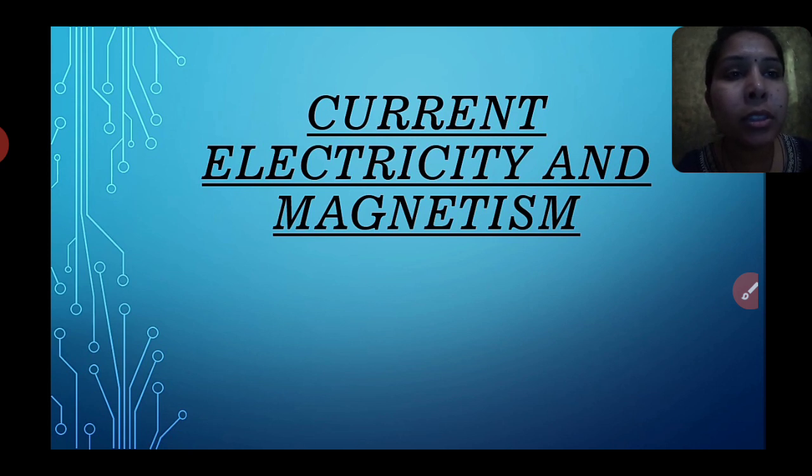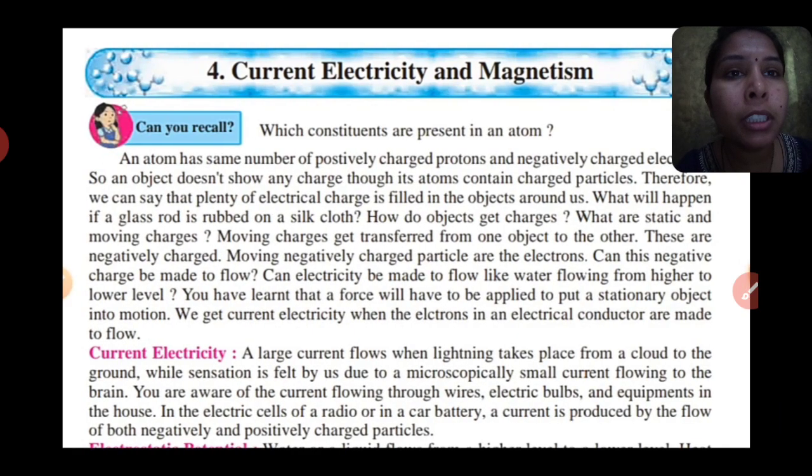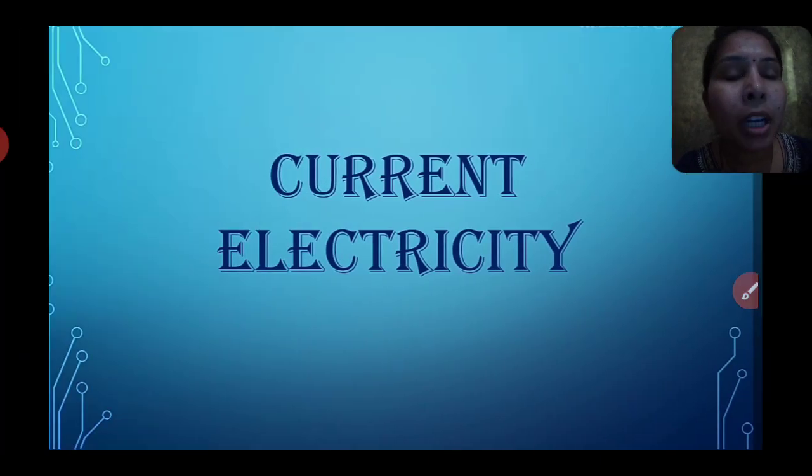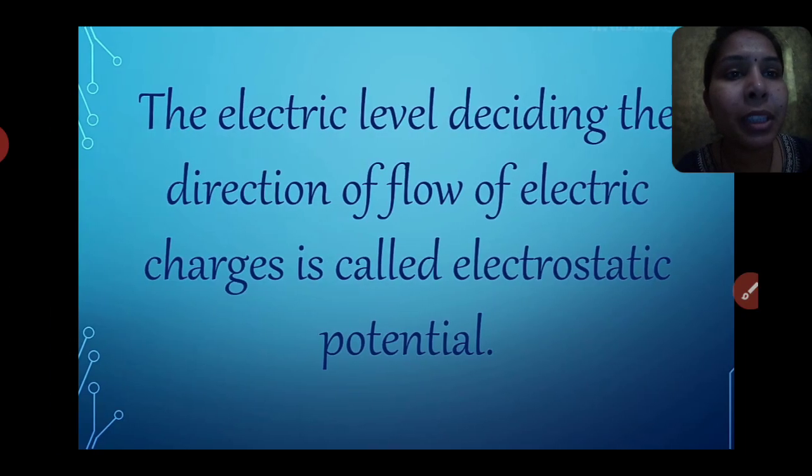Here we start the new topic. In this topic we also see some points from the last lecture. Which are they? Here is the question: can you recall which constituents are present in an atom? Also we saw current electricity, which means how the electricity will flow from the higher electric level to the lower level. So this point we completed in the last lecture.